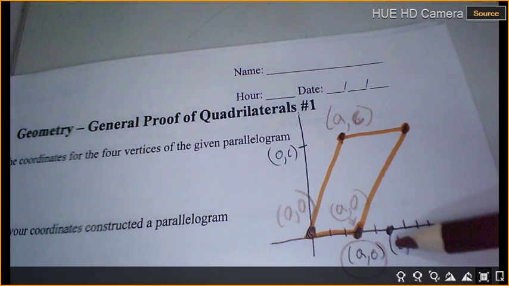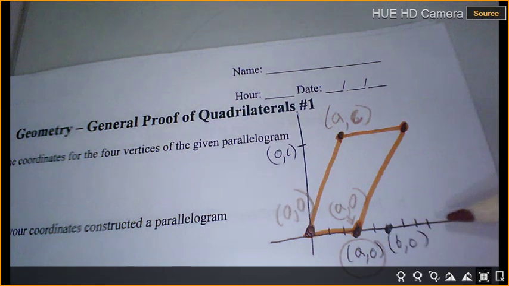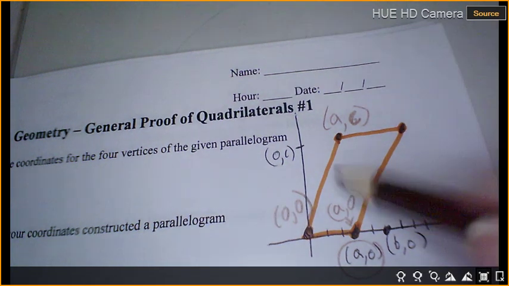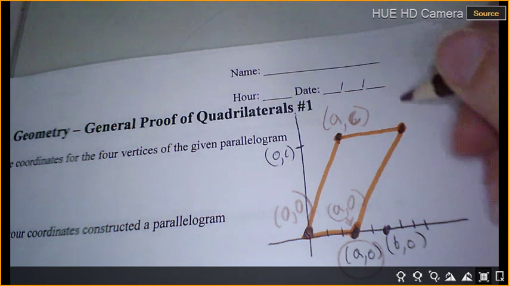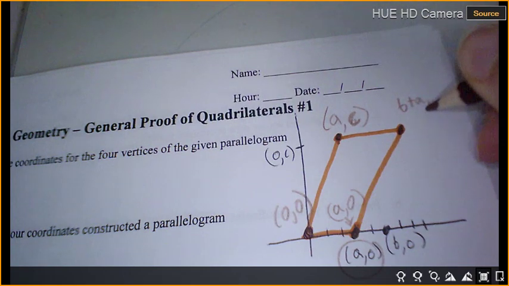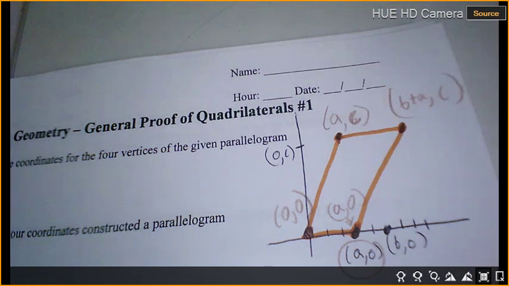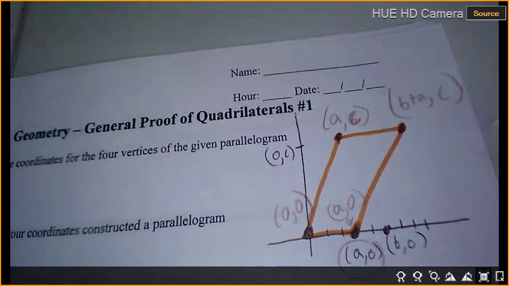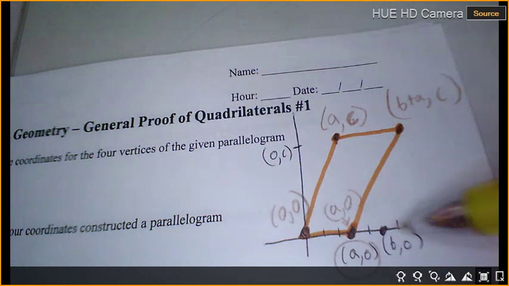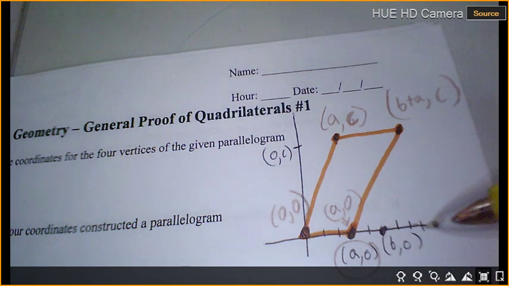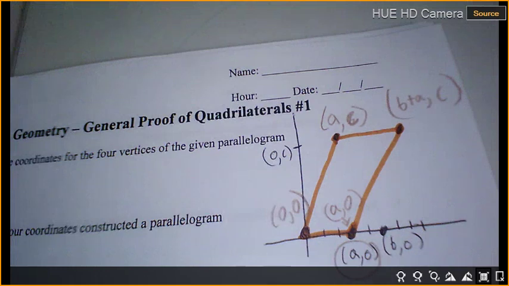And this one, I went over A plus B more. So this should be B plus A, up C. B plus, this is A more. Since A is 1, 2, 3 away, here's B, and I went 1, 2, 3 more over. So B plus A, comma C.